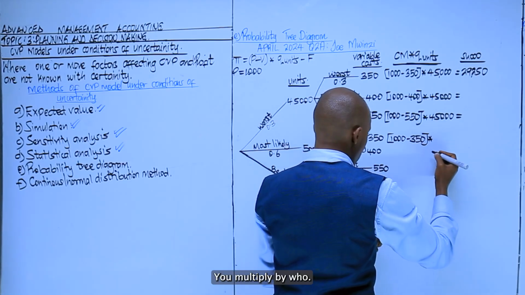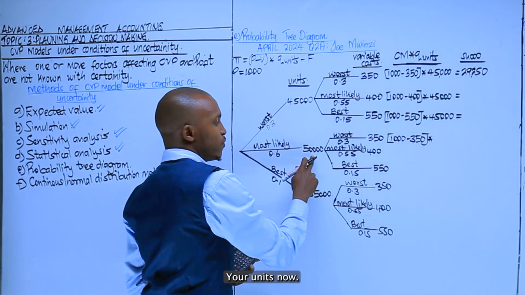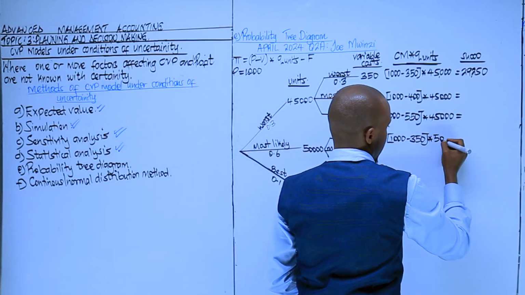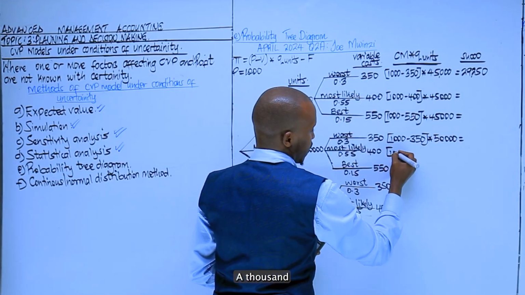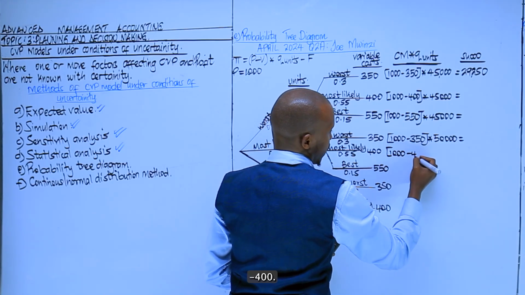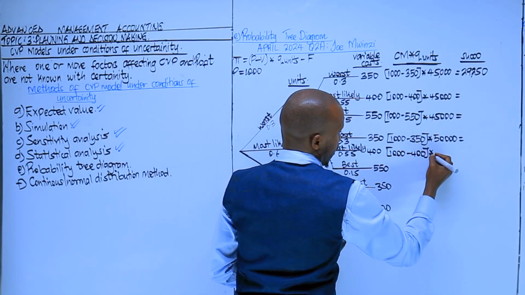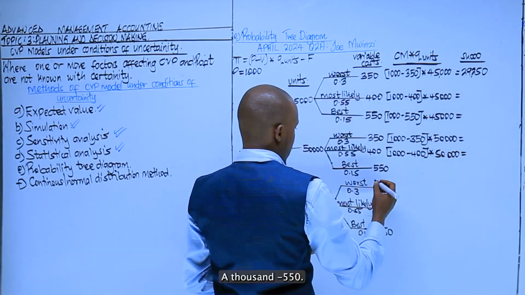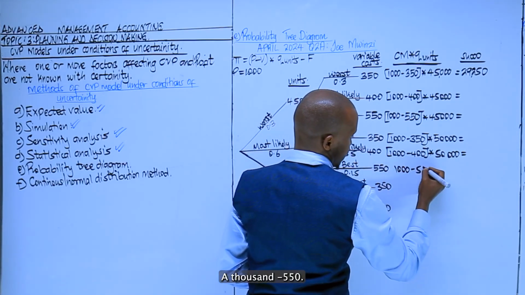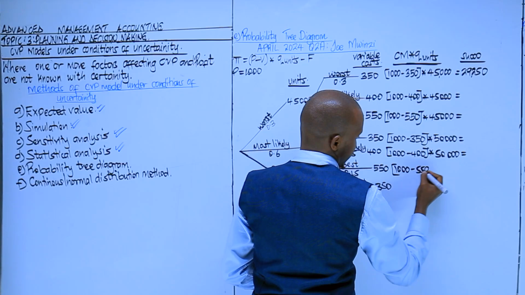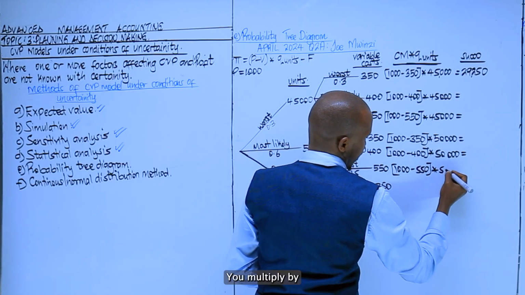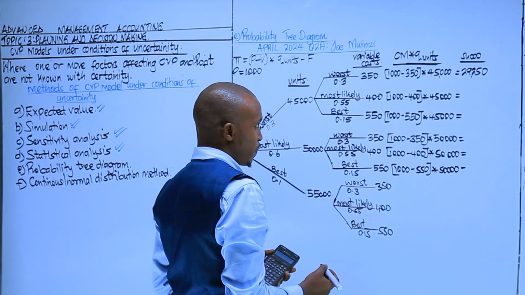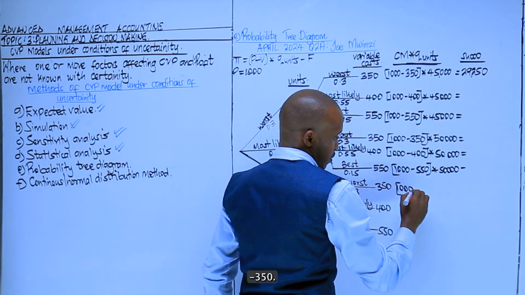You multiply by your units. For the most likely scenario, your units are now 50,000. 1,000 minus 400, again your units are 50,000. 1,000 minus 550, you multiply by 50,000. That will give you your contribution. 1,000 minus 350.